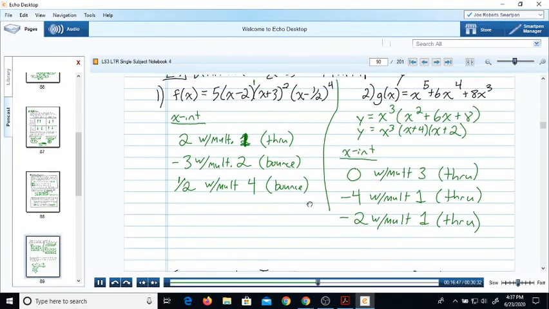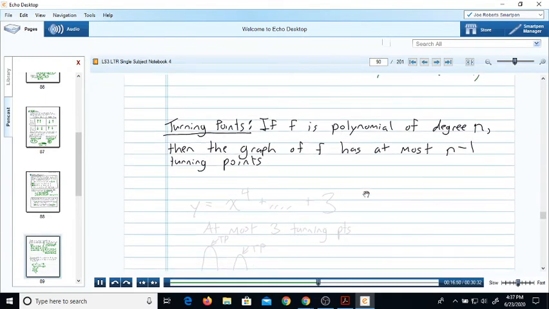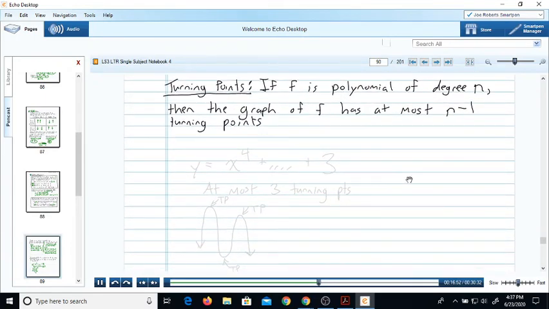Now, turning points. If f is a nth degree polynomial, it can have at most n minus 1 turning points. So, basically, if I have a 4th degree polynomial and some stuff there in the middle, that means its graph can have at most 3 turning points. Now this doesn't mean it will have 3 turning points. It just means it can have at most 3 turning points. It could have 2 turning points. It could have 1 turning point. But it cannot have more than 3.